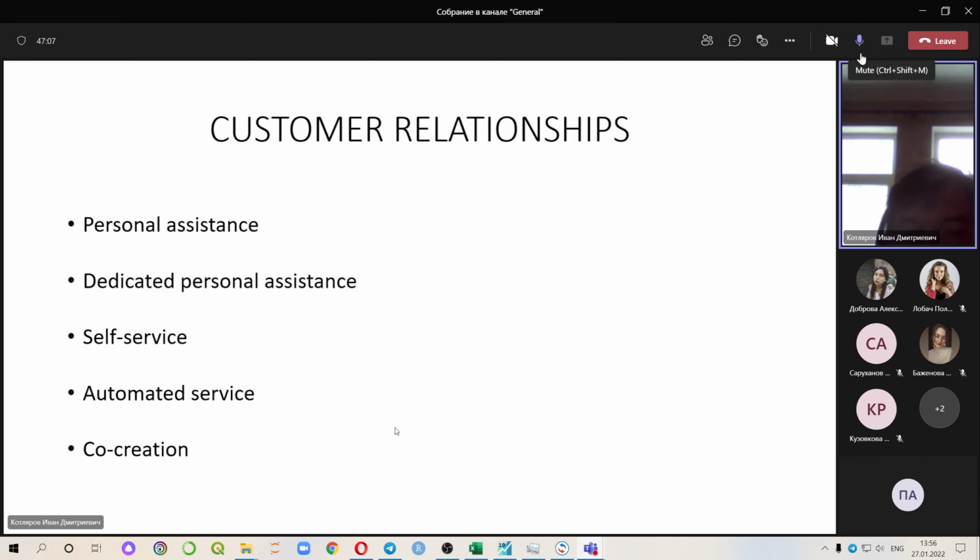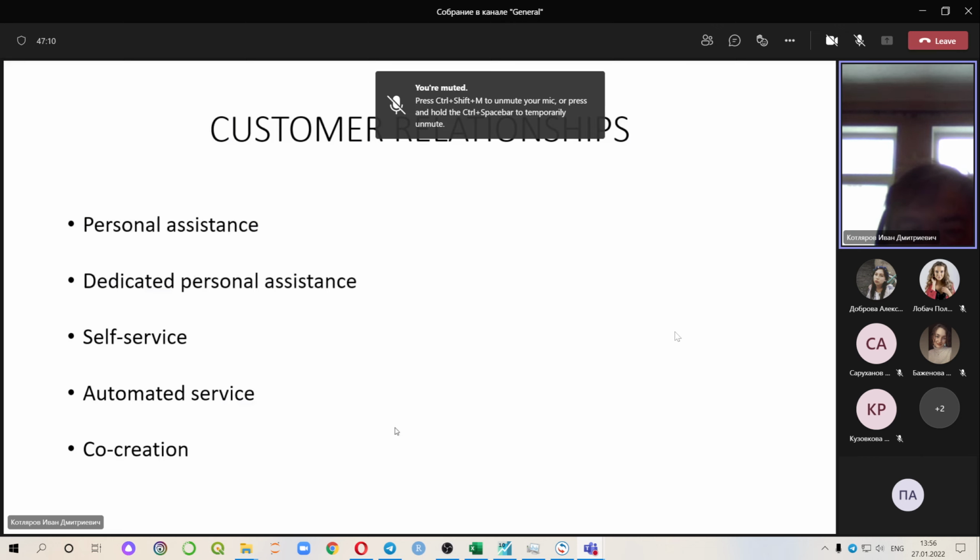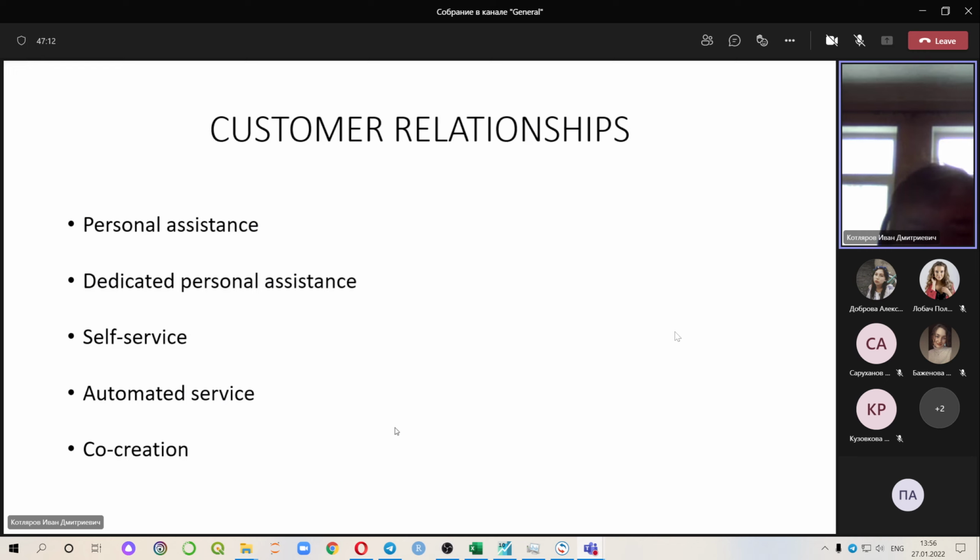Okay, absolutely correct. In this case, what does a company do? It provides customers with tools and resources which can be used in order to get the service by the customer himself or herself. So in this case, we do not invest in staff. We do not invest in persons who will be in charge of our customers. Our customers will be able to get the service themselves.